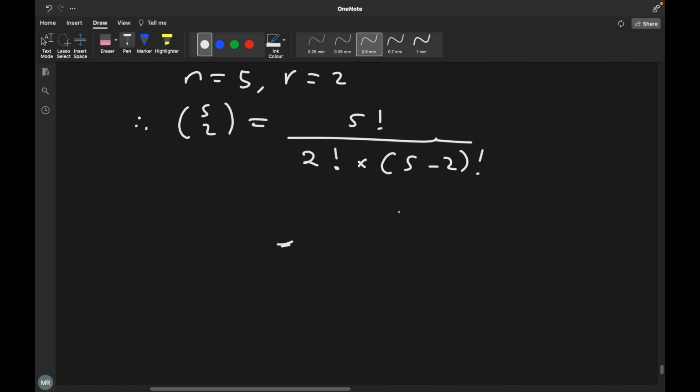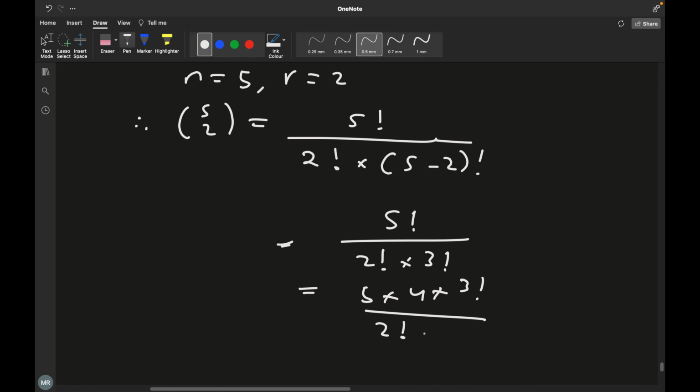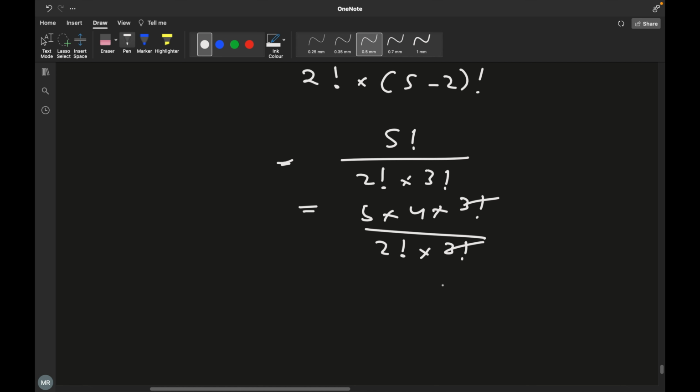We can write 5 factorial divided by 2 factorial into 3 factorial. 5 factorial would be 5 into 4 into 3 factorial, divided by 2 factorial multiplied by 3 factorial. These get cancelled out. We can simplify this to 5 into 2, which is 10. This is the answer.